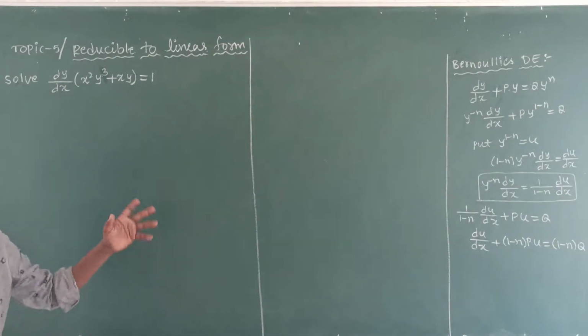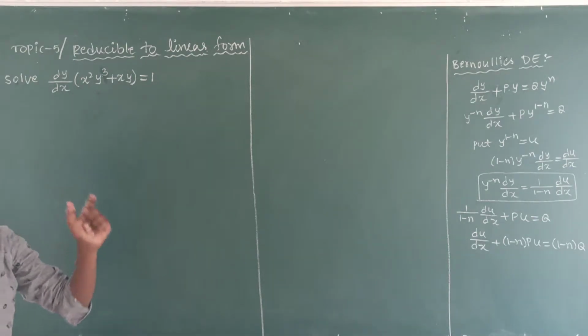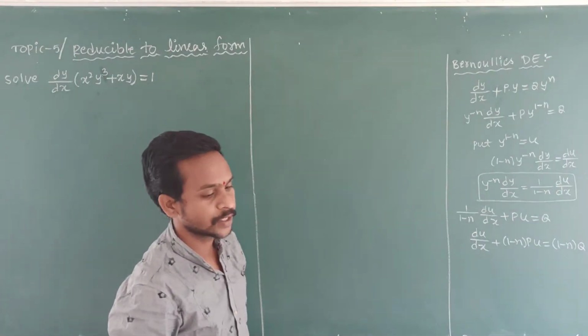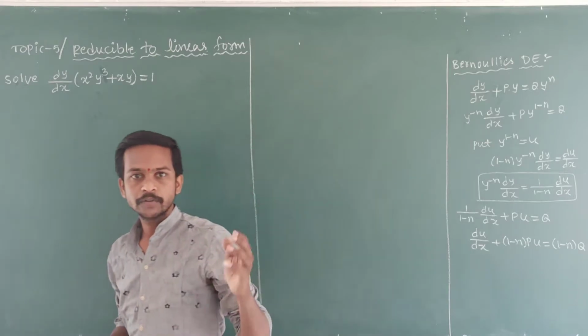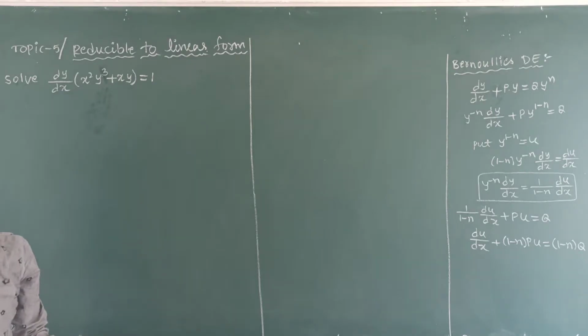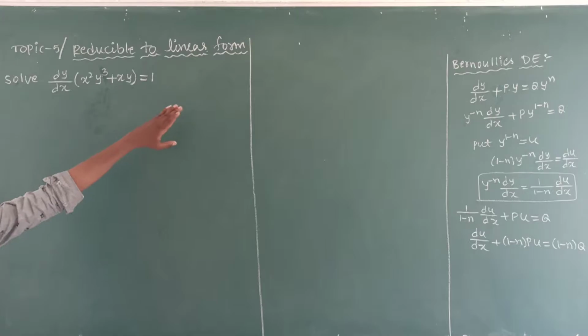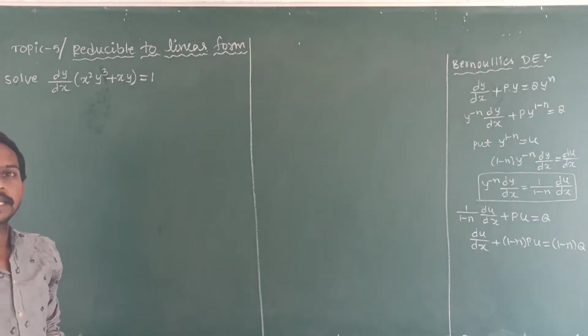Now the next topic, reducible to linear form. This means the question is not in the form of a linear differential equation, so we have to convert this differential equation into linear form. What is the process? We also call this reducible to linear form, also Bernoulli's differential equations.